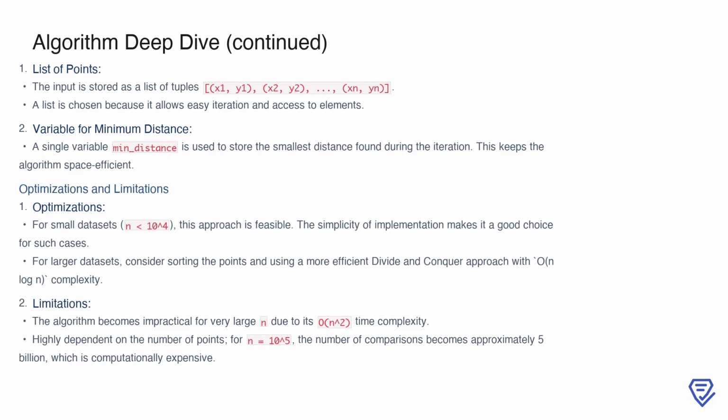While the brute force approach is simple and effective for small datasets, there are optimizations to consider. For instance, when the number of points is relatively small, such as less than 10,000, this method is feasible and easy to implement. However, for larger datasets, the n squared time complexity becomes a limitation. In such cases, a more efficient approach, like a divide and conquer algorithm, can reduce the complexity to n log n. That said, the brute force method is still a good starting point for understanding the problem and serves as a baseline for comparison. Its primary limitation is that it becomes computationally expensive as the number of points increases, making it impractical for very large datasets.